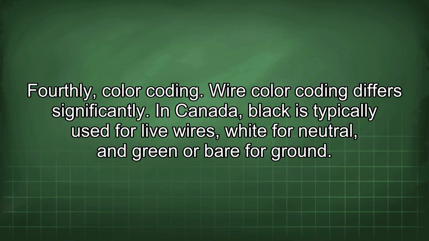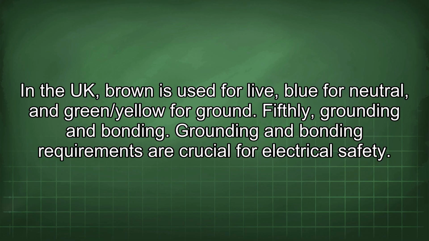Fourthly, color coding. Wire color coding differs significantly. In Canada, black is typically used for live wires, white for neutral, and green or bare for ground. In the UK, brown is used for live, blue for neutral, and green/yellow for ground.